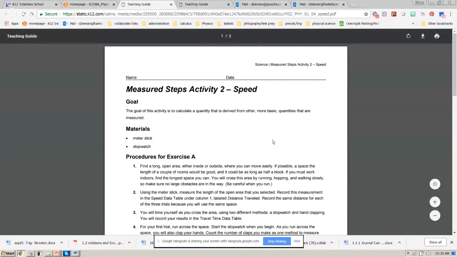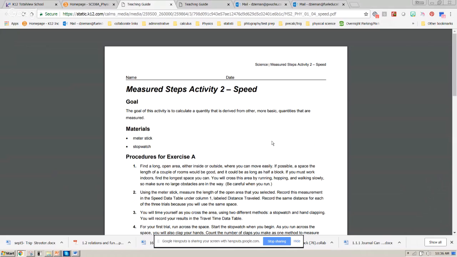Now, the goal of this activity is to calculate what is called a derived unit, where we're taking basic units, that of time and distance, and we're going to create a new unit, which is velocity. You're going to need a meter stick and a stopwatch. Now, most phones have some type of stopwatch on it, or you can download a stopwatch app.